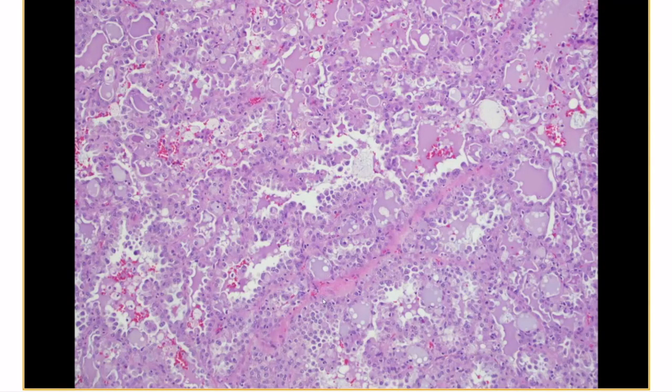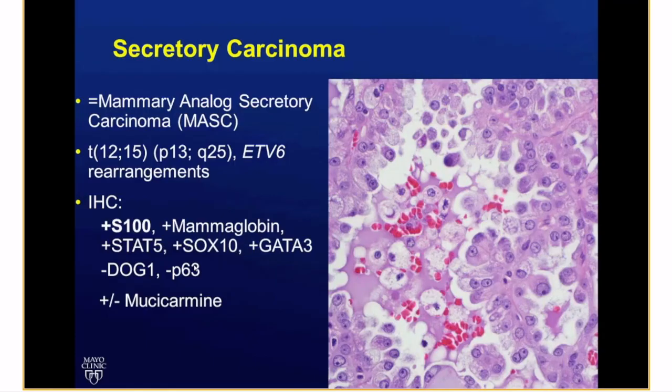And this is the resection now. So you see this neoplasm with papillary architecture, some hobnailing with a ton of secretions and glandular structures, very pink-looking cytoplasm. So this was secretory carcinoma. Secretory carcinoma was formerly known as mammary analog secretory carcinoma. Like the breast tumor, it has the same rearrangement, the ETV6 rearrangement.